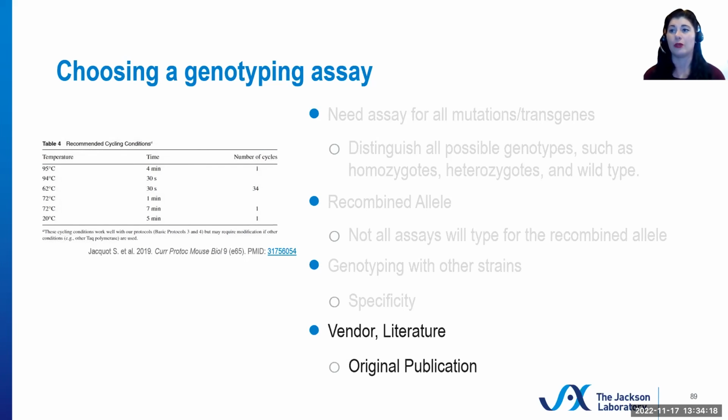Many vendors provide genotyping assays for their strains. However, you can also frequently find primers used in the original publication or in other literature. If none are available, you may need to design your own assay. Please note that all assays need to be optimized for your facility, equipment, and reagents.